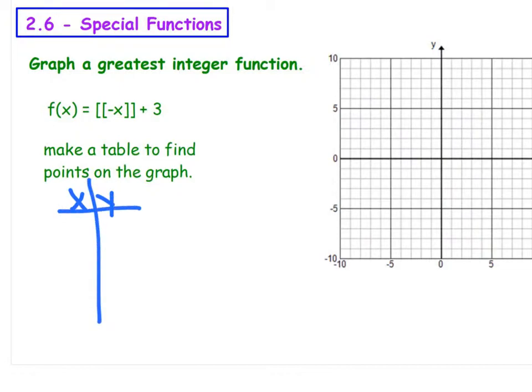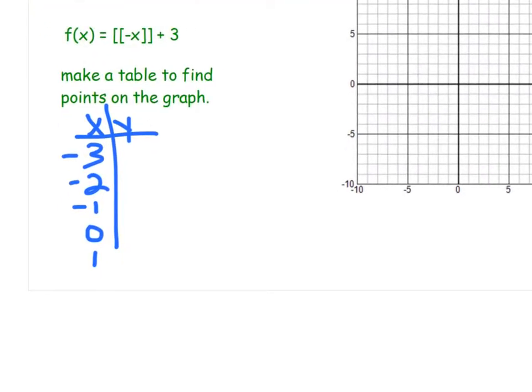X, Y here, plug in some values. Be careful here because now it's negative inside. I'm still going to do negative 3 to 3, and we'll just figure out what the output will be for non-integers. So if I put in negative 3, it's actually going to change to a positive 3, and 3 plus 3 is 6.